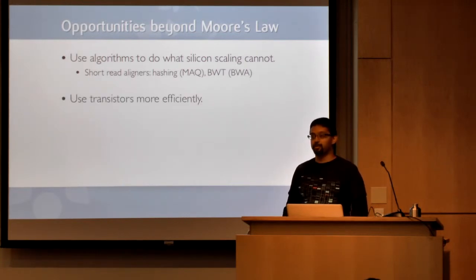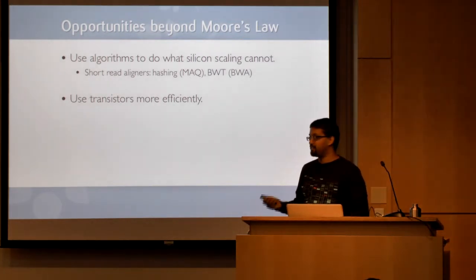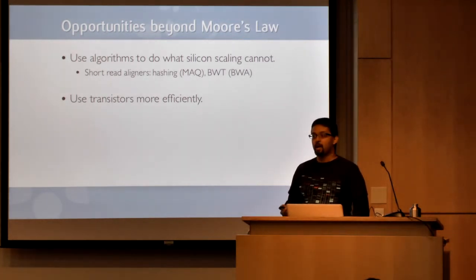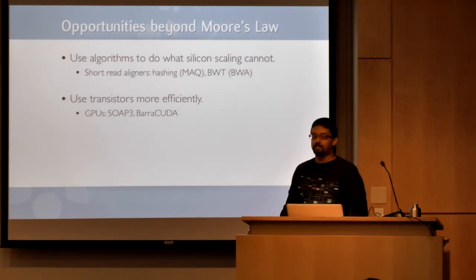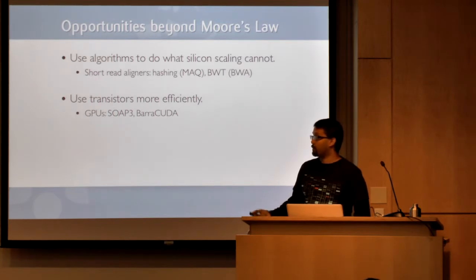Furthermore, we're going to need to use the transistors that we have more efficiently. For a long time, even sequencing technology has been able to get away with either dealing with clock speed scaling or just getting more cores or just putting more nodes out there. But chances are, if we aren't going to get more transistors, we need to do something more interesting with them. For example, people in genomics are already starting to leverage GPUs in order to make an impact. SOAP3 and Barracuda are both short read aligners that make use of NVIDIA GPUs in order to dramatically accelerate read alignment. But there's a lot of work that can still be done here.